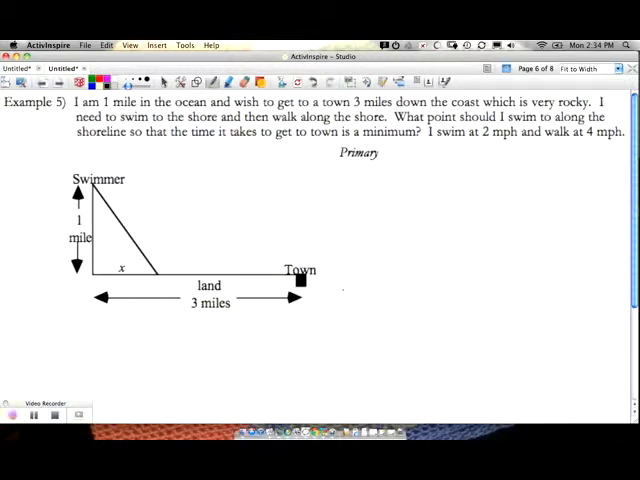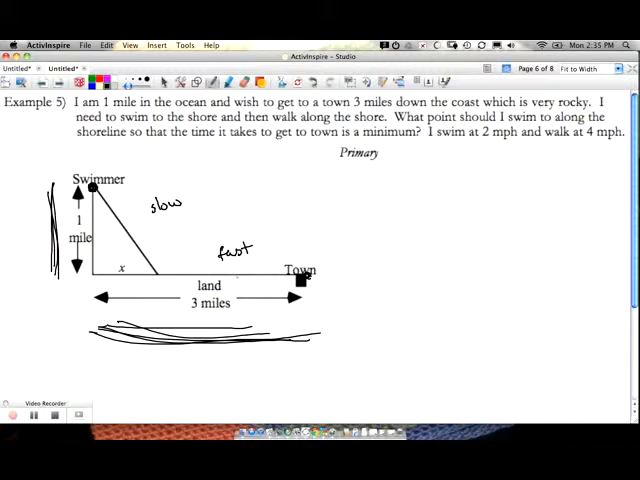This is a classic calculus problem. We're trying to get from point A to point B, and we have to pass through an area that's slow, and then another area that's fast. So I am 1 mile from the ocean. That's this distance right here. And wish to get to town 3 miles down the shore.